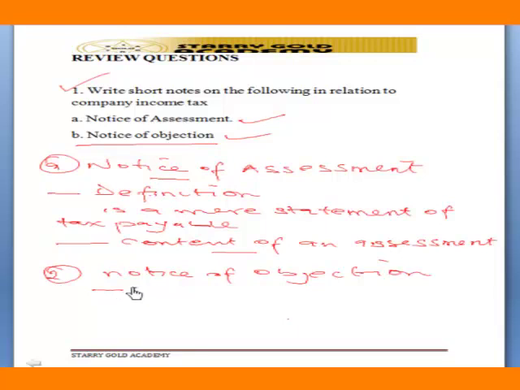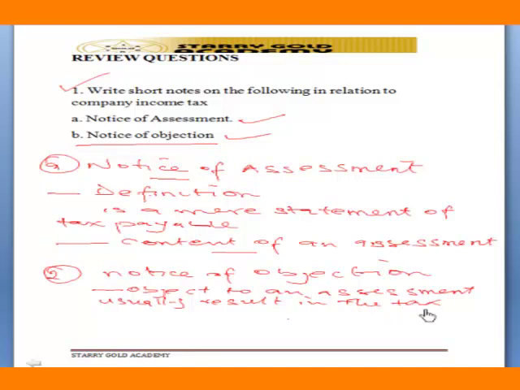Objection to an assessment usually results in the taxpayer raising a notice of objection. Or you could put it this other way: it's a notice raised by a taxpayer in writing where he is objecting to an assessment.